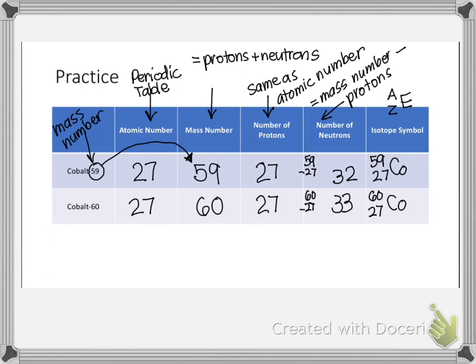All right, so review this. You need to be able to write isotope symbols, know where you get atomic numbers, and how the mass number can be given in the name. We'll have to do this for the problems that we're going to do.